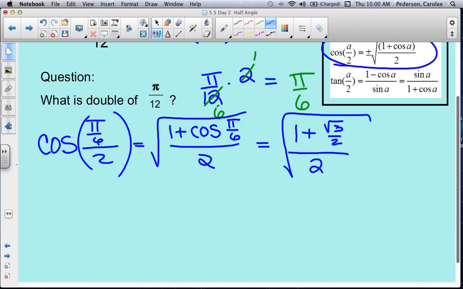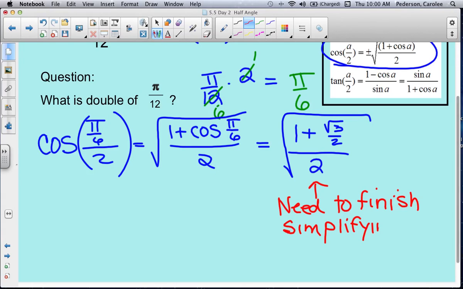And then I'm going to skip the rest of this problem. You may want to write in your notes that this still needs to be simplified all the way down, like we did on the last sets of problems. Unless you want to, I can.